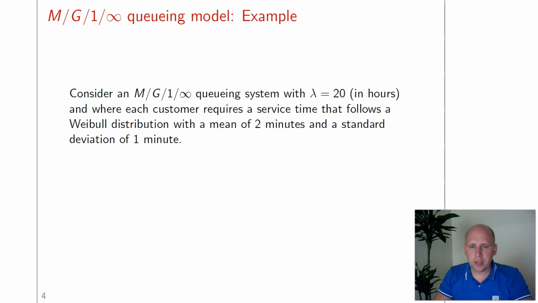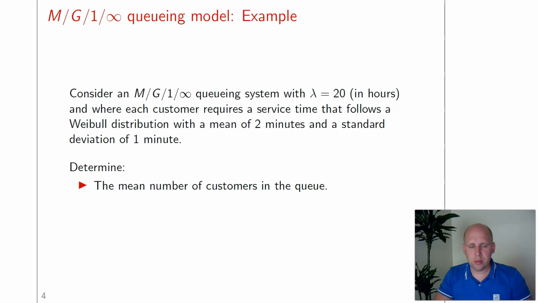We are going to consider an example, an M/G/1/infinity queuing system with 12 customers arriving per hour, and each customer requires a service time that now follows a Weibull distribution. The exact properties of the Weibull distribution are not that relevant. It's only the mean and the variance that are important. So here we have a mean of 2 minutes and a standard deviation of 1 minute. Now the question is to determine the mean number of customers in the queue, and also to determine the mean time that a customer has to wait.